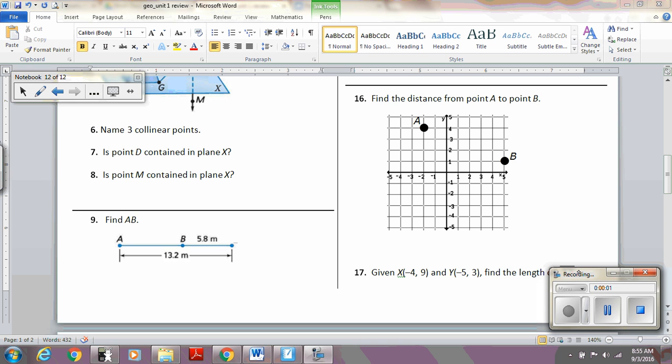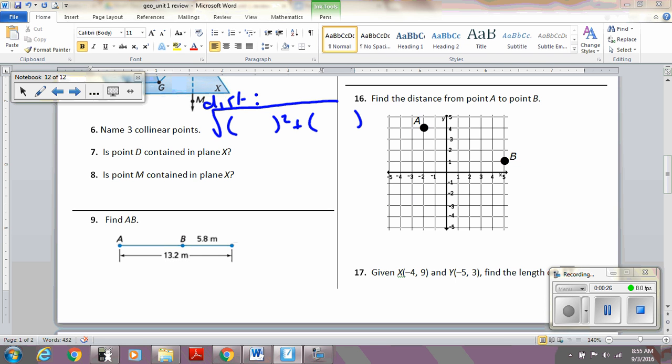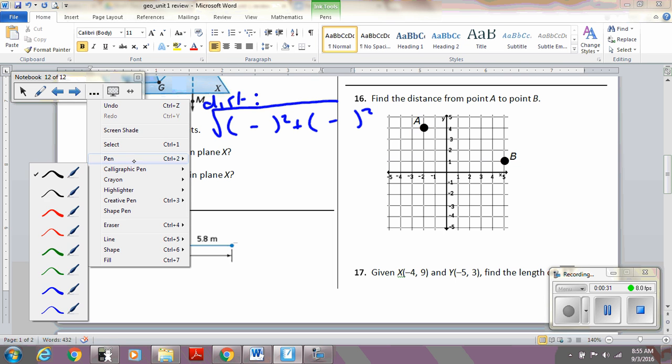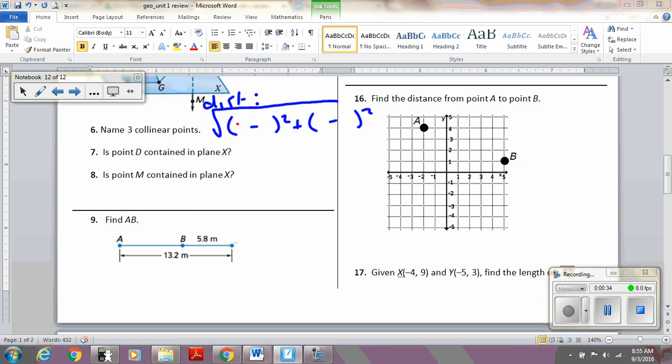Alrighty, let's continue with the Unit 1 review. Number 16 wants us to find the distance from point A to point B. The distance formula is the square root of x minus x squared plus y minus y squared, essentially.